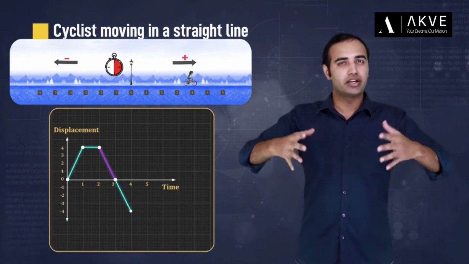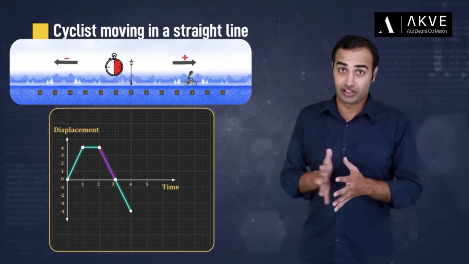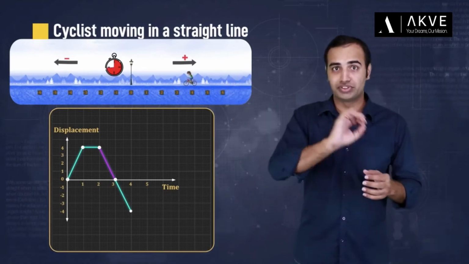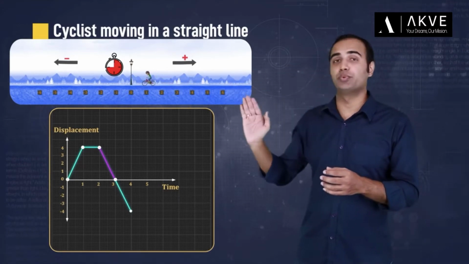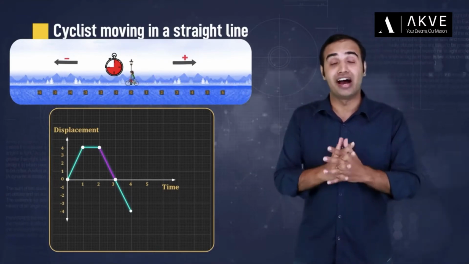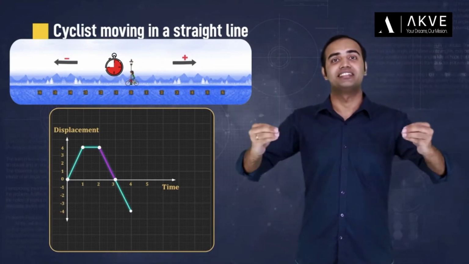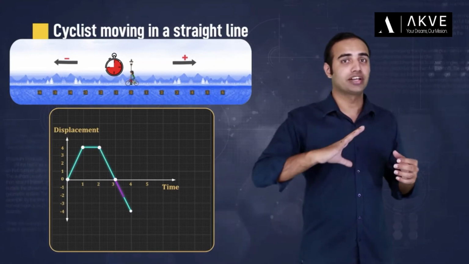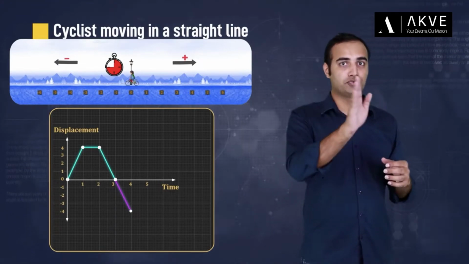So how do we interpret the motion in this interval? Well, you see, it's easy. The cyclist simply turns around at 2 seconds and begins moving backwards towards the starting point until he reaches there at 3 seconds. And finally, in the last 1 second interval, which is from 3 seconds to 4 seconds, you can see that the value of displacement becomes negative.